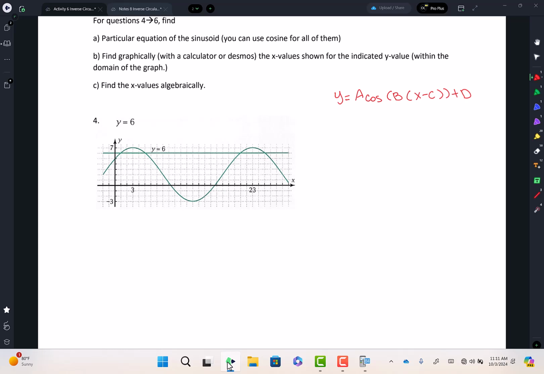All right, here we go. What's the easiest one to find? Maybe the midline. What's the max? So write d equals. What's my max, guys? The max is 7. So write 7. What's the minimum? -3. So 7 plus -3, because that's the midline. D is the midline. Divided by what?